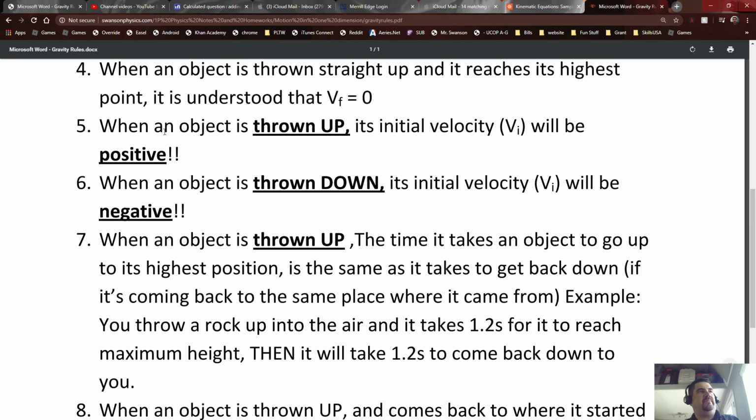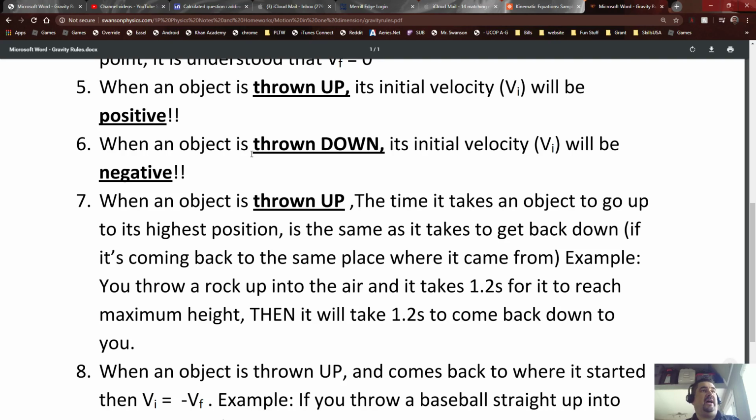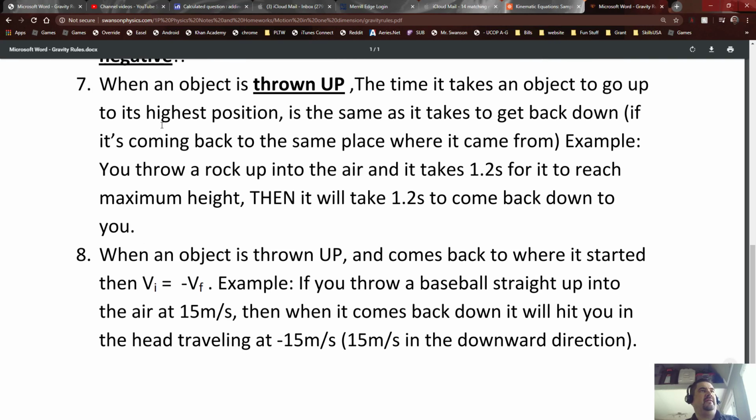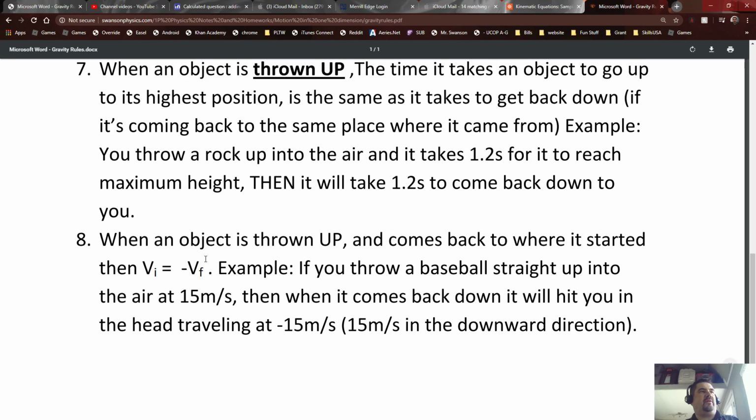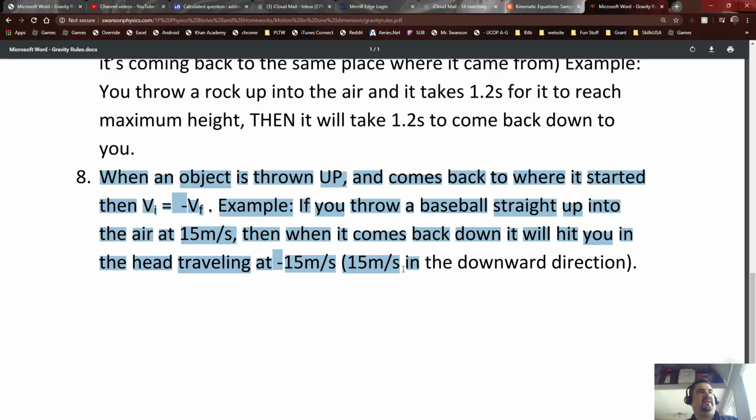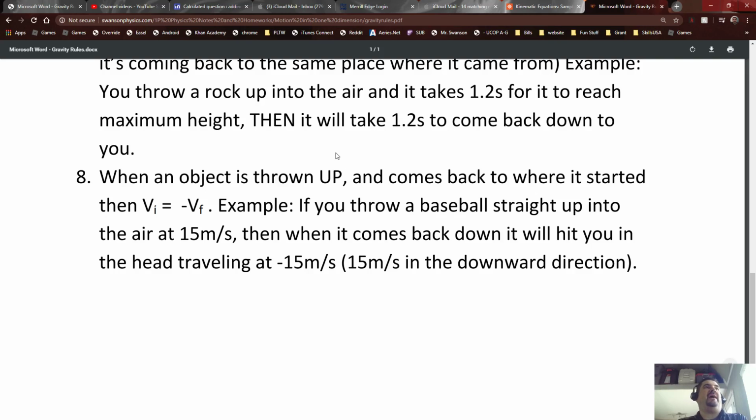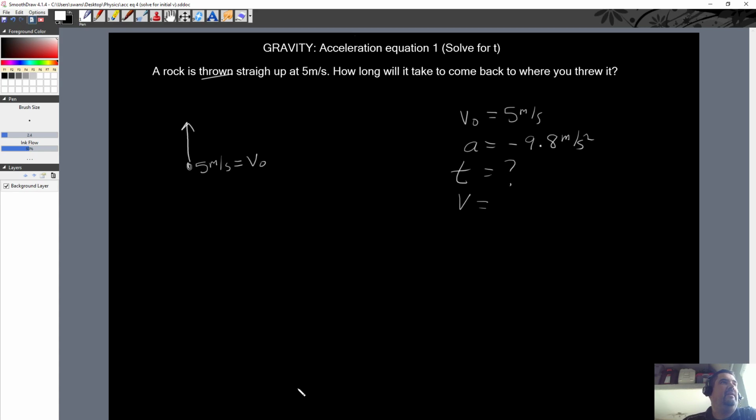So when we throw an object up, its initial velocity is positive. That's why I put positive 5, because it threw it up, not down. But here, this is the important part right here. Rule number 8. It comes back at the same speed. If it comes back to the same spot, it comes back at the same speed. That's rule number 8.